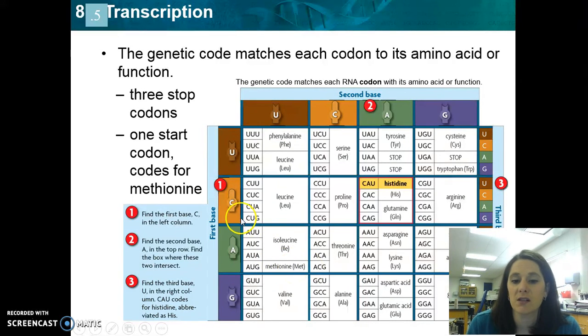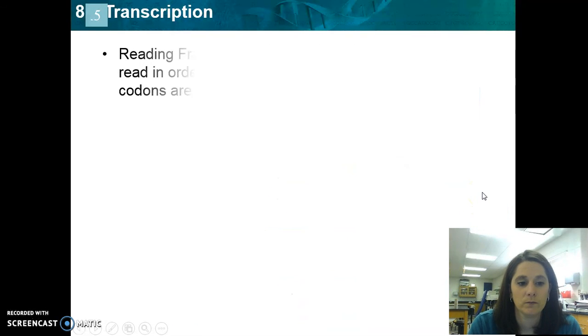You could look up CCU, C, C, and a U come together right here. That would be proline, which is another type of amino acid that is going to be found in our chains to create our proteins. At any point you reach a stop codon, which would be UAA, UAG, or UGA, the sequence is going to stop, the protein is going to break off and go carry out its function.